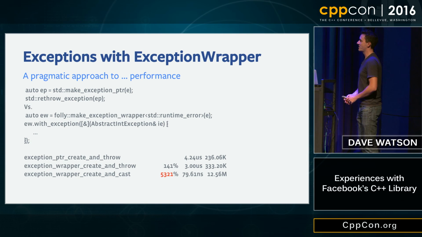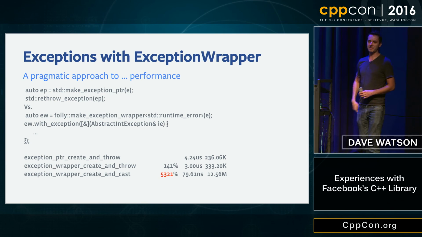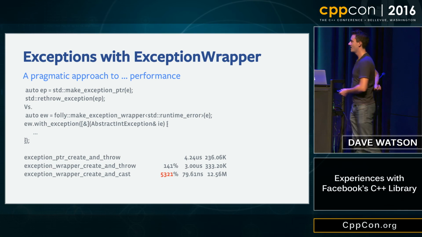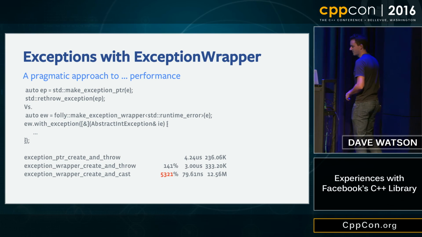Just a small micro benchmark. It turns out throw and catch are extremely expensive versus just passing around return values, something like 53 times more expensive.